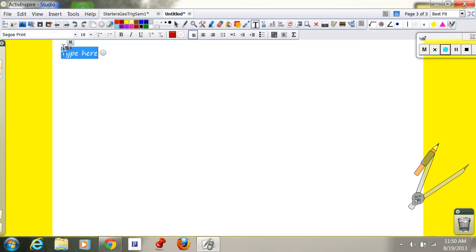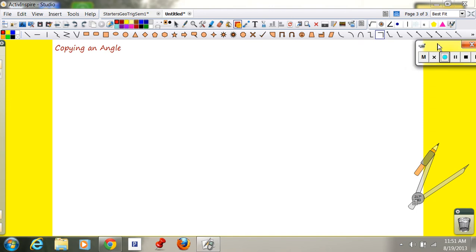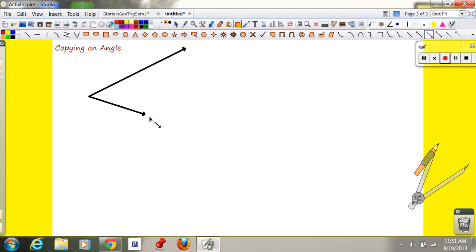The next one is called copying an angle. Just like copying a segment, copying an angle is not too bad. To draw an angle, we need two rays. So I'm going to draw one ray this direction. I'm going to draw another ray going down this way. And I'm going to draw a third ray over here for my second angle. I don't know where to draw the next ray in because I want to make sure this second angle is the exact same size as the first angle.